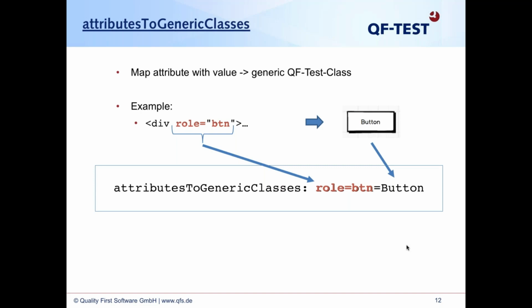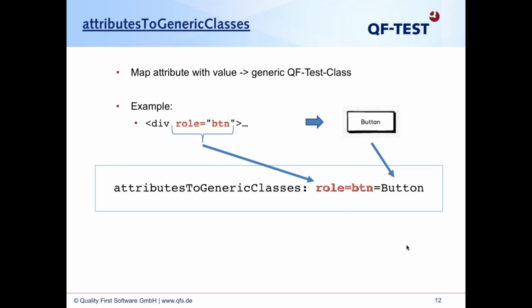So this altogether makes the parameter role equals btn. This is like the origin, and then this should map to, so equals, again, button. And this all goes in the attributes to generic classes parameter. Now QF-test, when the install CustomWebResolver call is executed, knows that every element with the role attribute set to btn should be treated as a button.